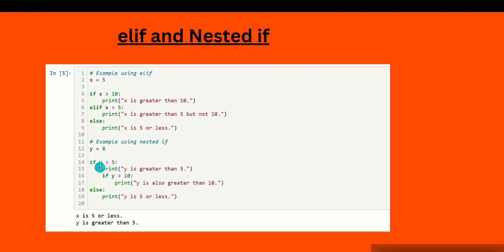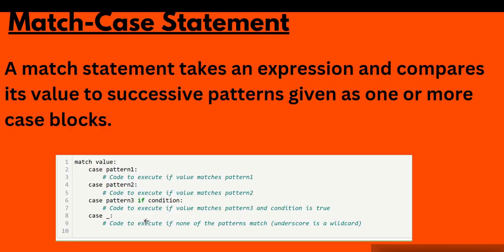So what if this condition is not satisfied? Then it will not enter the nested if part. Hope it's clear. So if this condition itself is not satisfied, then it directly comes to the else part and prints whatever is present in the else part. Hope it's clear. Moving ahead.